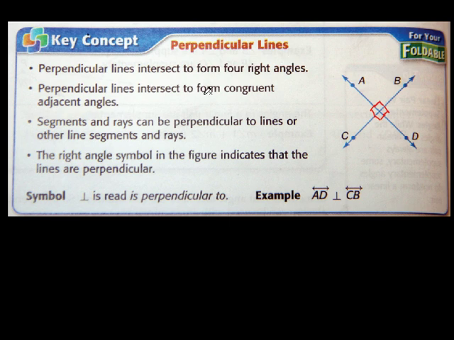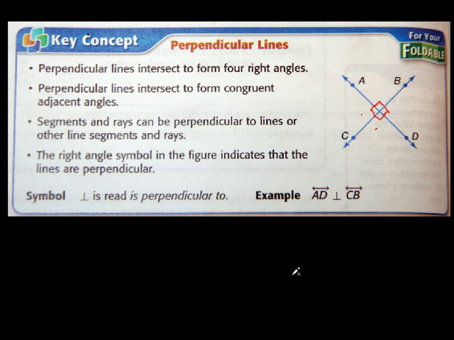And also, they intersect to form 4 congruent adjacent angles, okay? Like this one and this one are adjacent, and they're equal to each other. This is 90 and this is 90. These two are congruent, and they're adjacent. These two are congruent, they're adjacent. These two are congruent, and they're adjacent. So that's true. It says segments and rays can be perpendicular to lines or other line segments and rays.